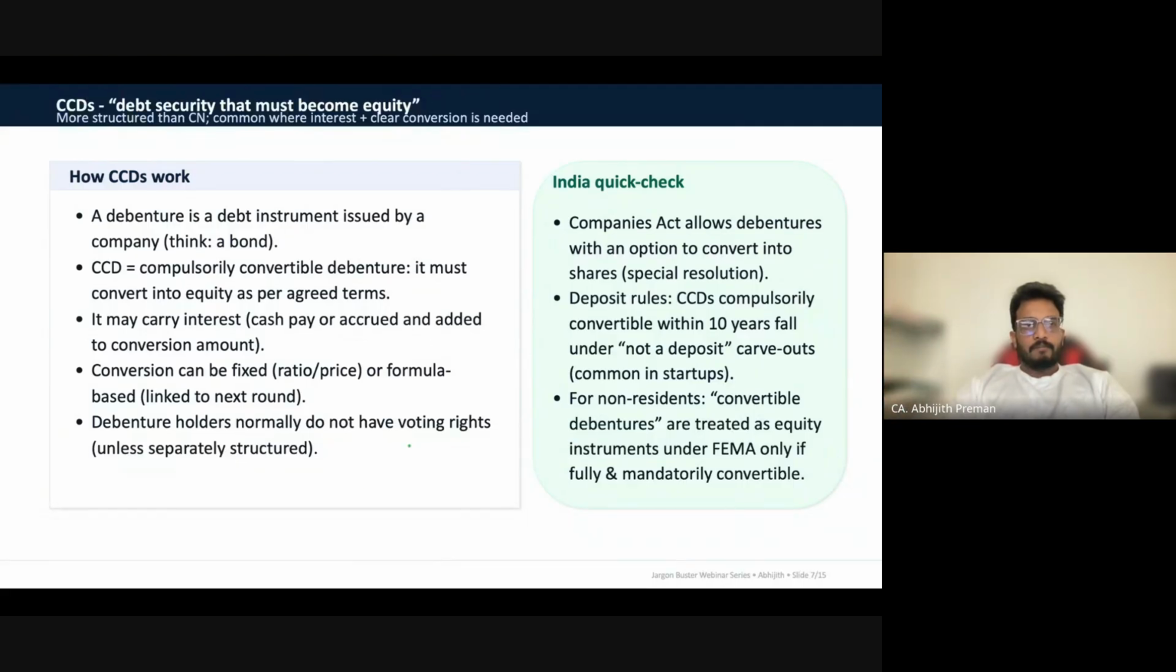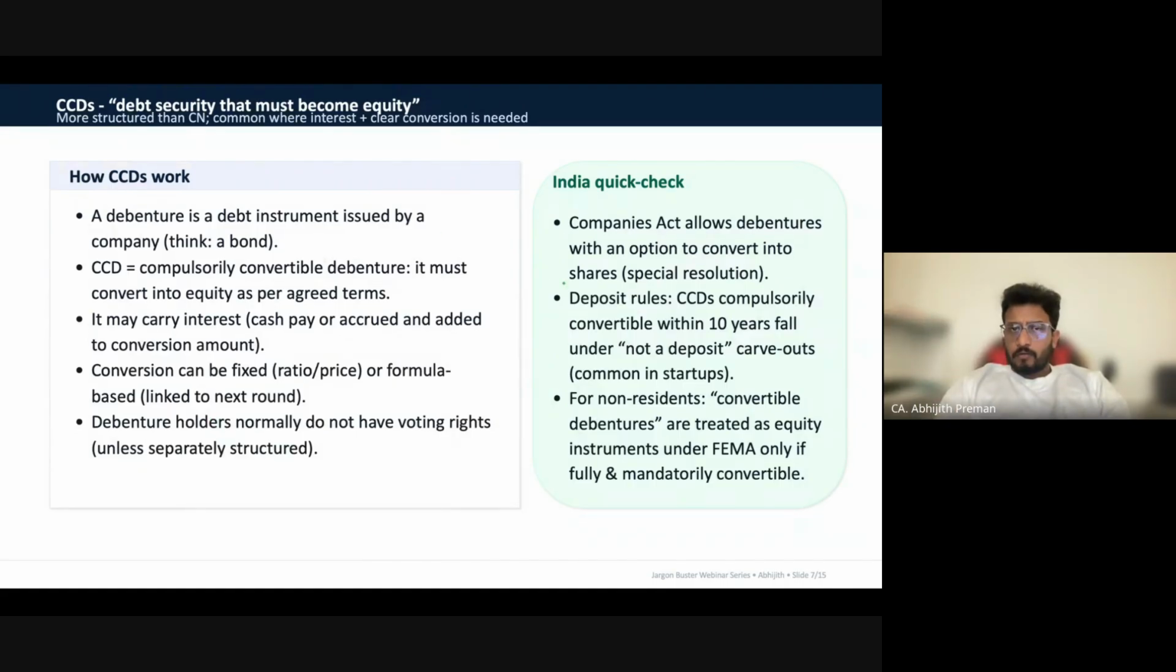Okay. Conversion can be fixed or formula based. It can be linked to the next round, or it can be fixed also. So one convertible debenture is equal to 1 equity share. That can also be done. Or whatever is going to be the next round value, we will convert it at a 20% discount on that value. It can be in that manner also. Debenture holders normally do not have voting rights, okay, unless separately structured. So if there is no explicit agreement that they have voting rights, then they don't have voting rights.